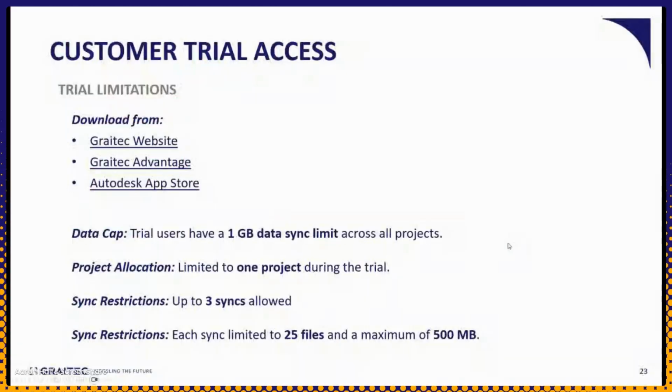Let's go through where you can try out File Sync. So you can download from either the GRAITEC Advantage or the Autodesk App Store. There is going to be a free trial that you can activate. And it does have a limit of 1 gig that you can sync across 3 projects, with a minimum of 25 files to allow you to test out the product and see if it really is everything that you hope it will be. I would please go ahead and try these. This is a great thing to be able to try out.